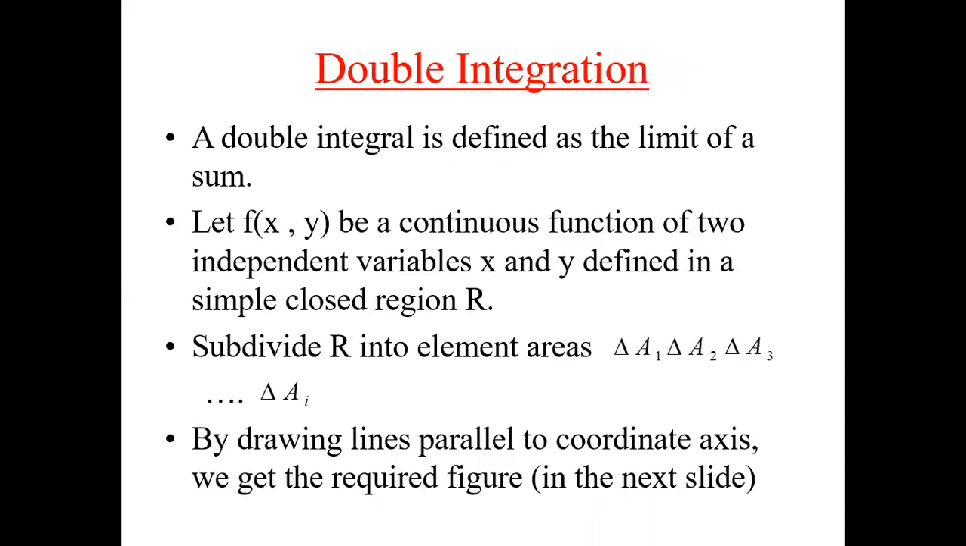Double integration. A double integral is defined as a limit of a sum. Let f of x, y be a continuous function of two independent variables x and y defined in a simple closed region R. Subdivide R into elemental areas delta A1, delta A2, delta A3, and so on up to delta An.